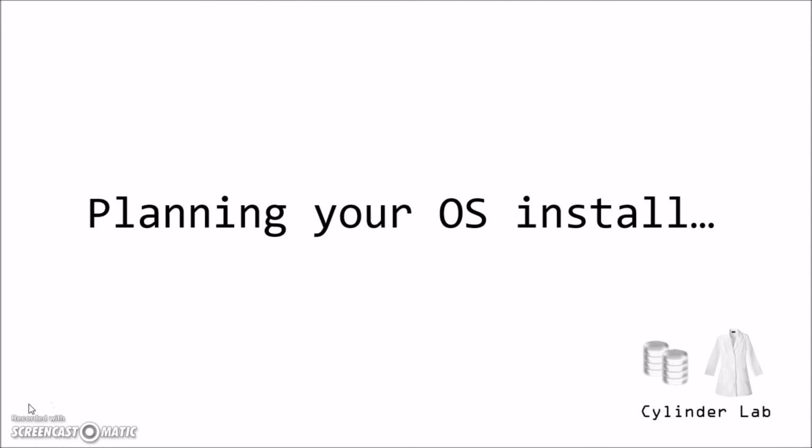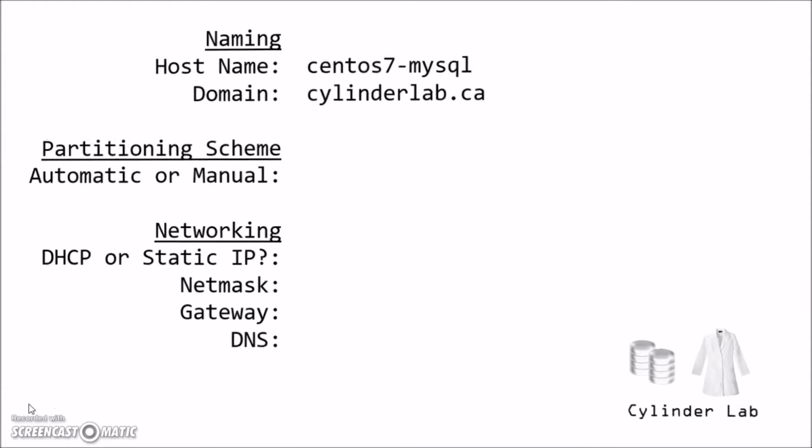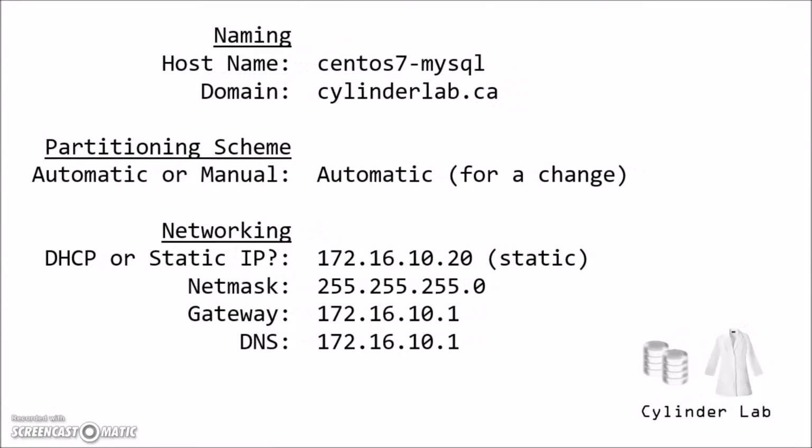Now is a great time to answer some questions about the OS install. We're going to figure out what we're going to name it, our partitioning scheme, and some networking information. This is the naming information I'm going to use. I normally partition manually, but this time, just for experimentation and curiosity, I'm going to go automatic. And our networking information. We're ready to start.